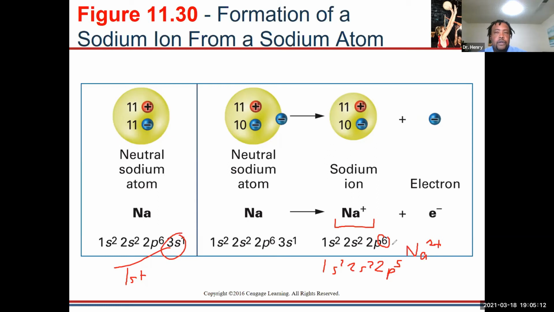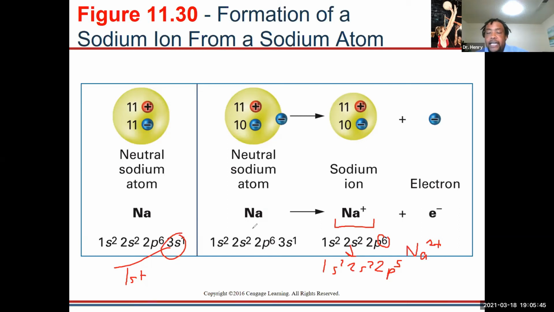Is it 2 plus because you took 2 away? That's right, because we took one away in the first ionization energy, and then this would be for the second ionization energy, right? So that's the reason why it would be 2 plus. It would make it positive. Each time you remove an electron, you have more protons, and so it's going to be positive.